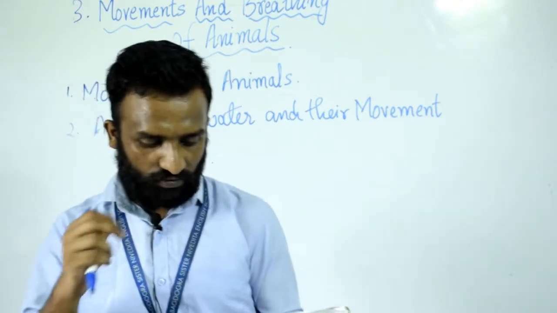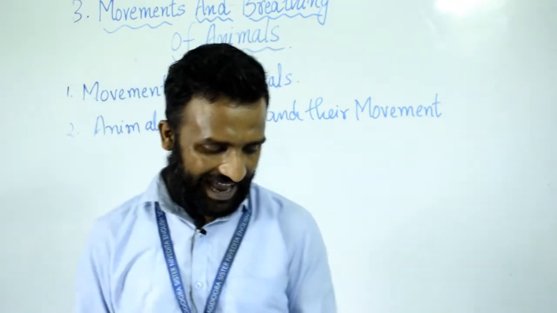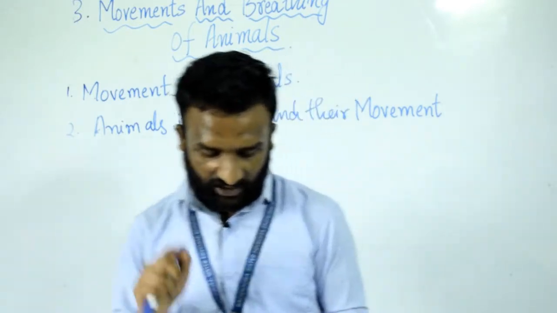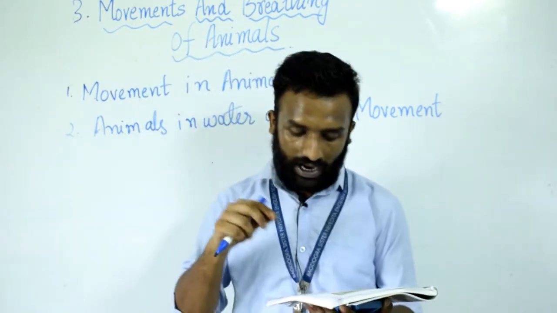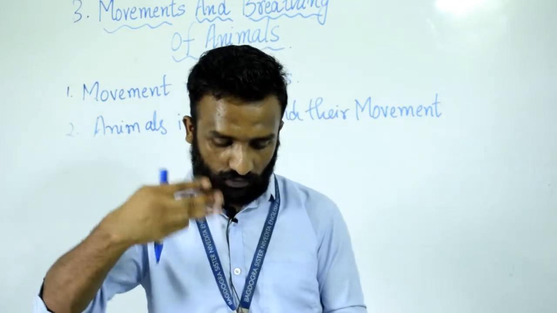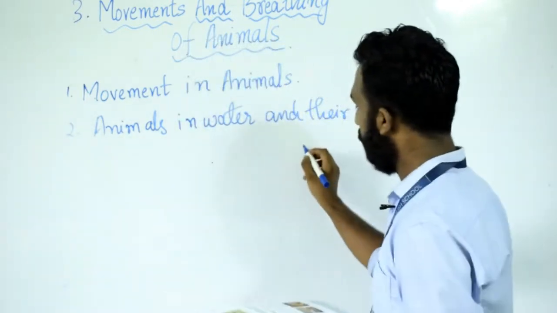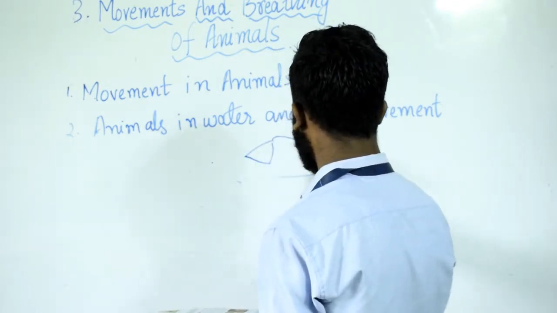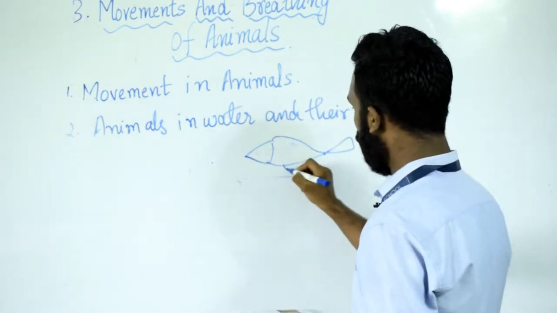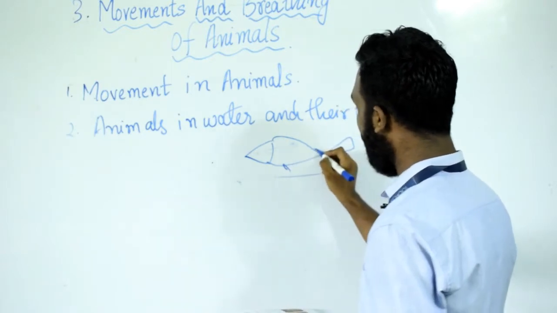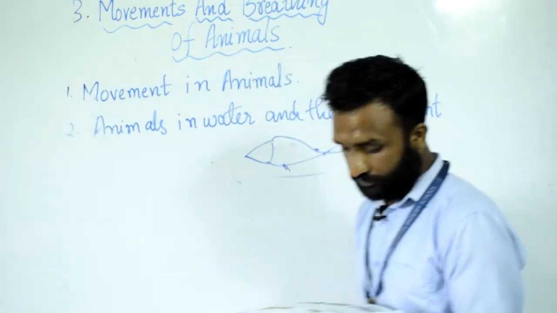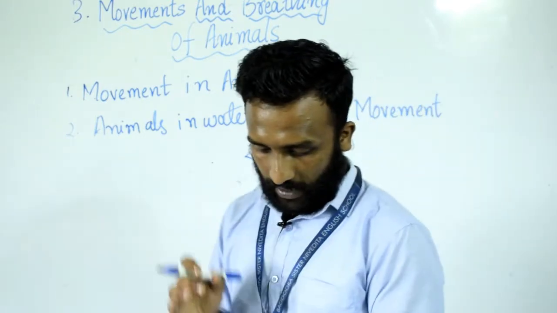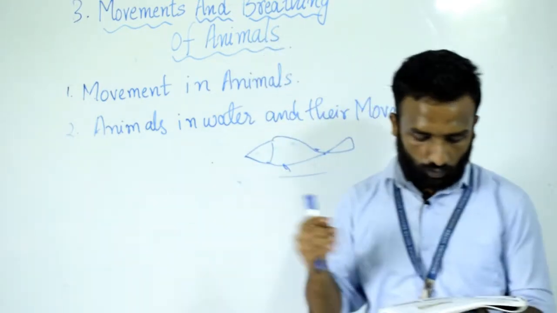Fish have fins, one pair in the front and one pair at the back, to move in water. If you see the fish, they have one pair here and one pair at the back, the fins, which help them to move in the water.